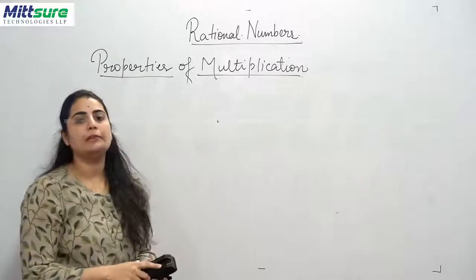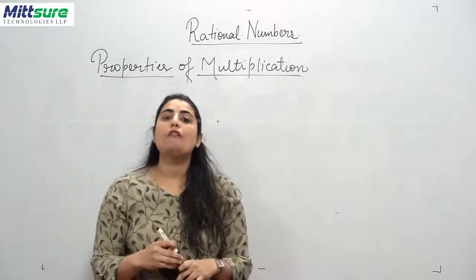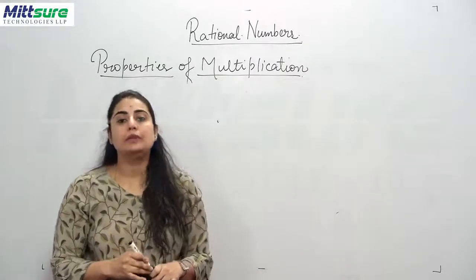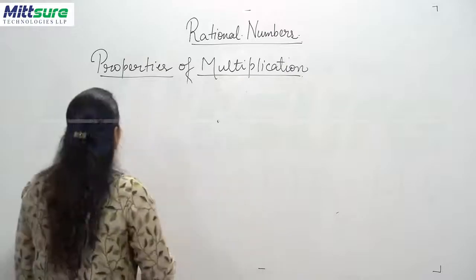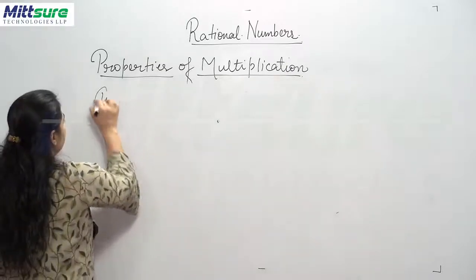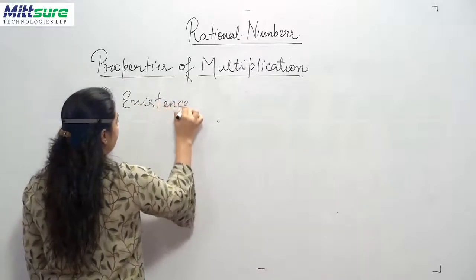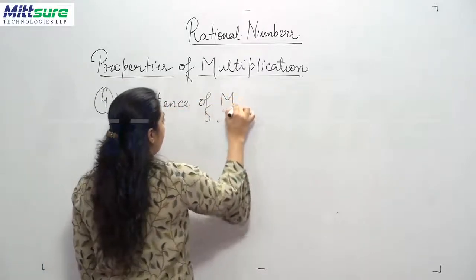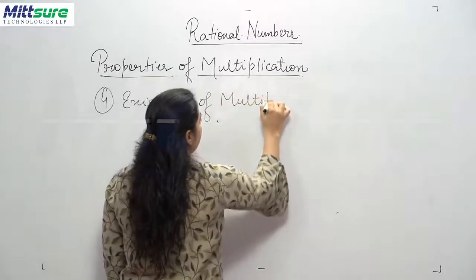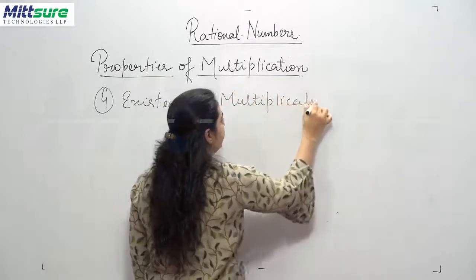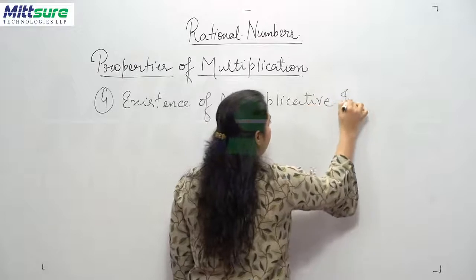So the next property is existence of multiplicative identity with 1. Okay. Existence of multiplicative identity.